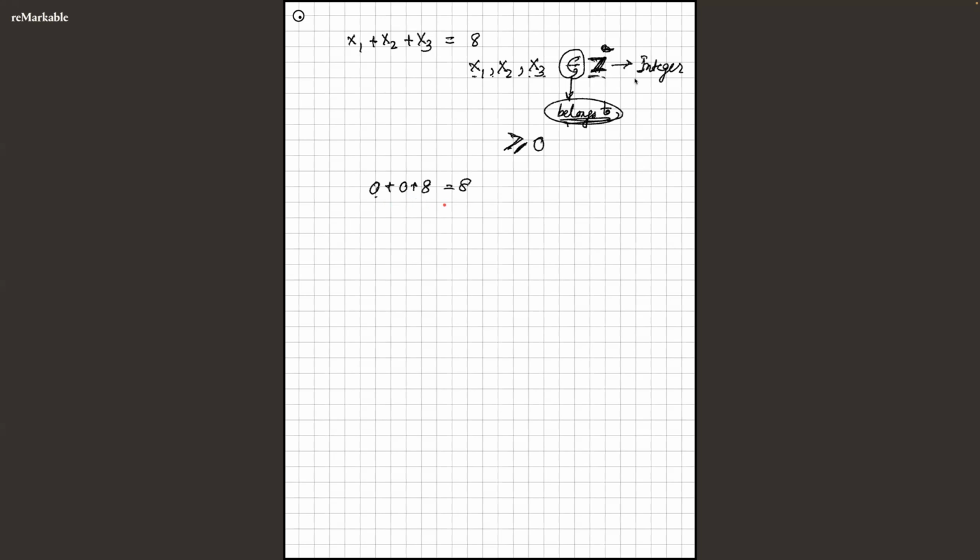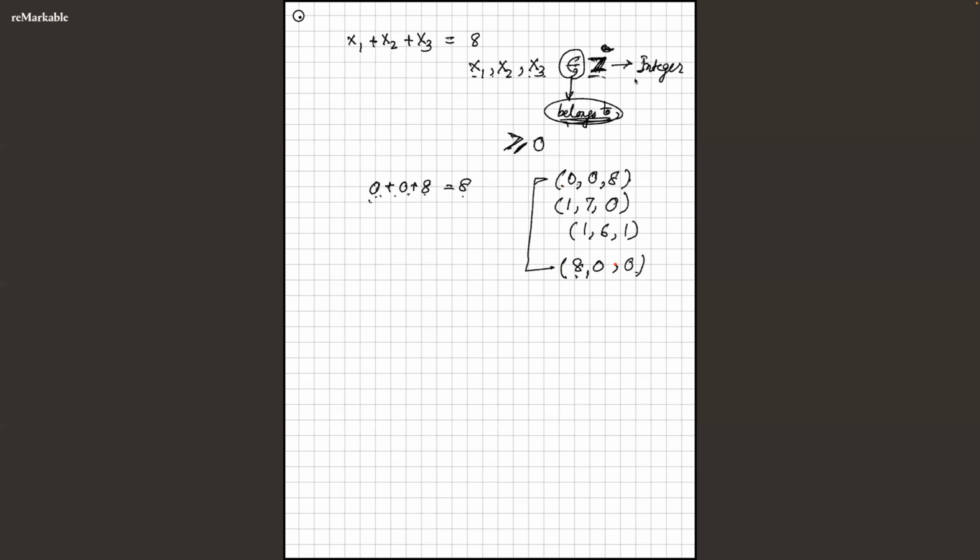So if this is the situation, how many ways can we have the set x1, x2, x3 equal to 8? 0, 0, 8 could be one of the solutions, or it could be 1, 7, 0, or it could be 1, 6, 1, because all of them are adding to 8. All of these are solutions, and I'm asking you how many solutions there are. Remember, 0, 0, 8 is different from 8, 0, 0. Do not treat them as one and the same. No, they are not the same.